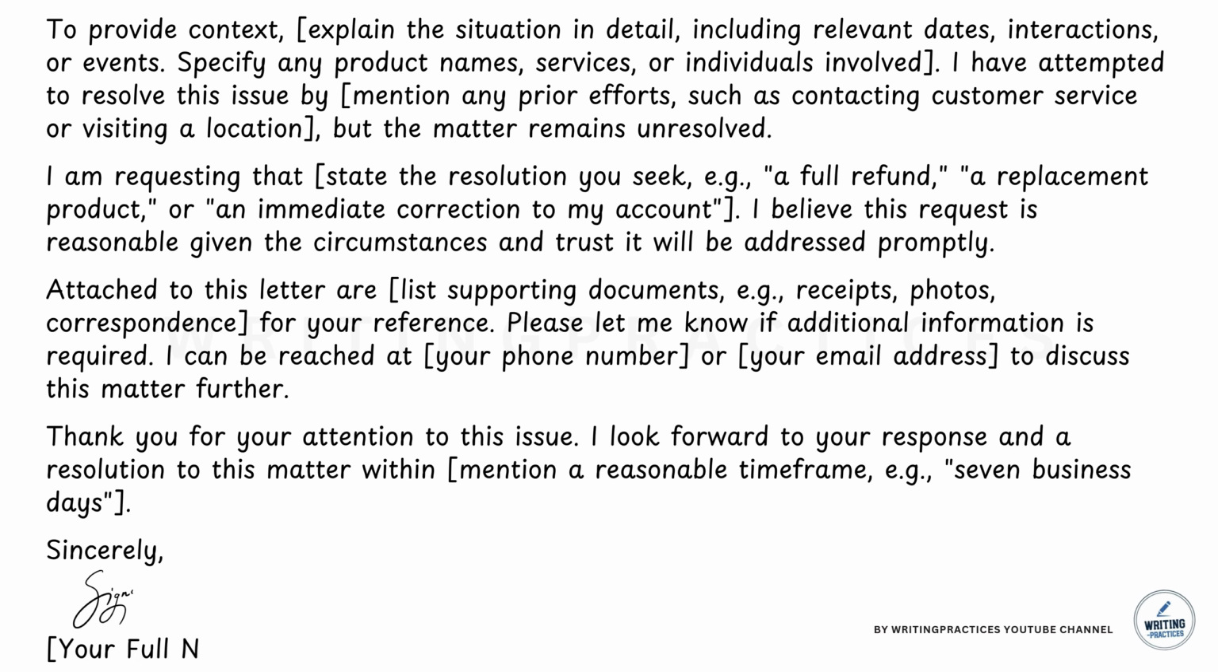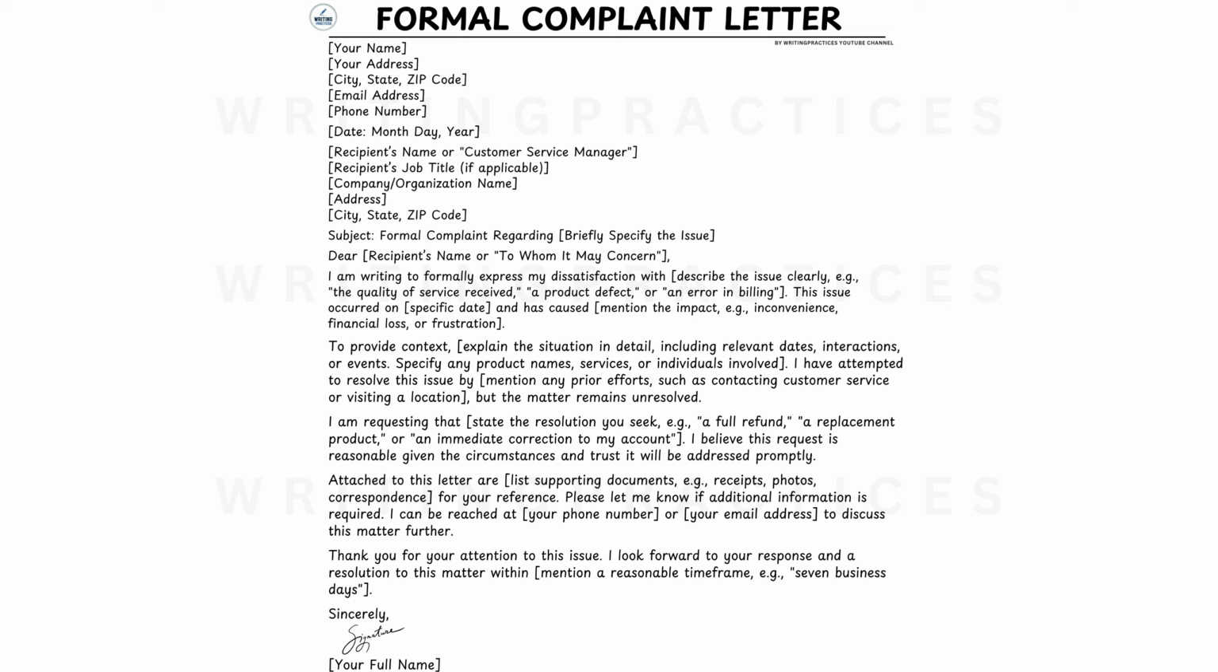Closing and signature. Conclude your letter with "sincerely," followed by your full name. If sending a physical letter, leave space for your signature. This formal ending reinforces the seriousness of your complaint. And that's how you write an effective formal complaint letter. Remember, clarity, professionalism, and supporting evidence are key to resolving your issue.